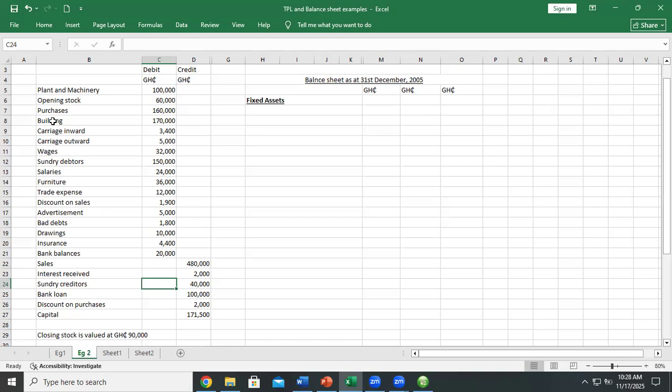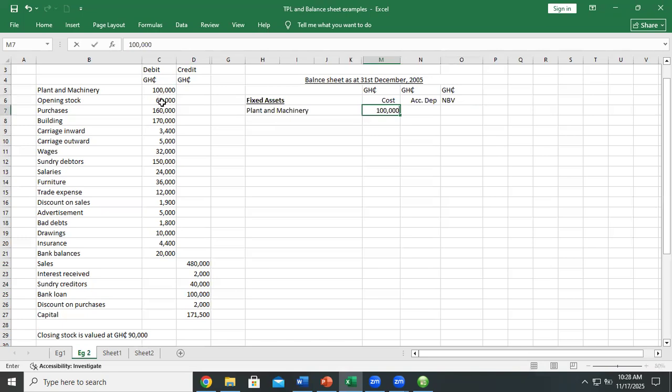Plant and machinery. So it's always important that you start from the top, right? And then you pick them one by one. So if you started from here, the first one you see is plant and machinery. Well, again, you can show the cost, the accumulated depreciation, and then the net book value. So the plant and machinery is 100,000.